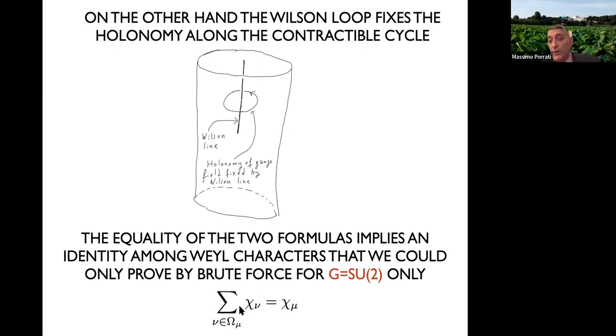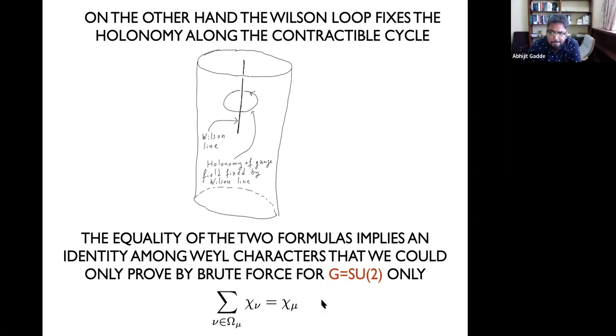And we don't know how to prove that it holds in general. It does hold for G equal SU2, and we proved this just by brute force. Now, the partition function that I wrote depends on the Kac-Weil characters. But the Kac-Weil characters are determined uniquely in terms of the Weil character. So what we really need is an identity of Weil characters. That is what I wrote here.